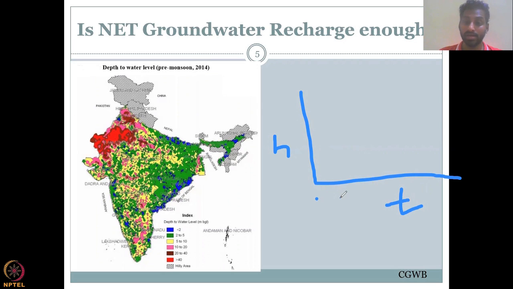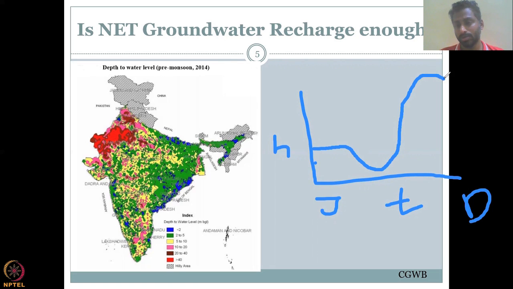Let's do Jan to December. Normally you do water year, which means at least here the monsoon starts in June. So I'll do June to June, but let's do calendar because most of you would like to have calendar year. So the water would start around here and then come down during your summer and then rise up during your monsoon and then come back to the same value. Okay. So if this is happening, the downfall of the water level is because of discharge and pumping, etc. And then your recharge happens because of monsoon.